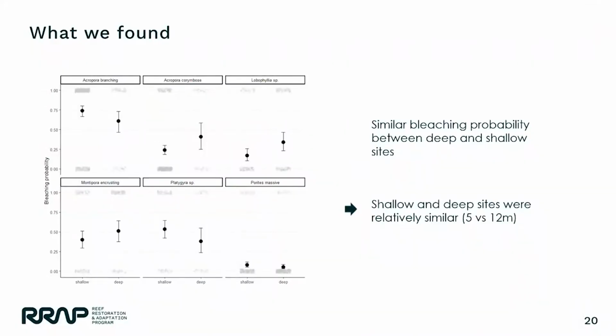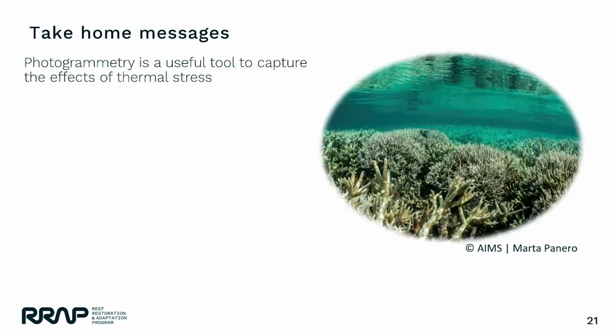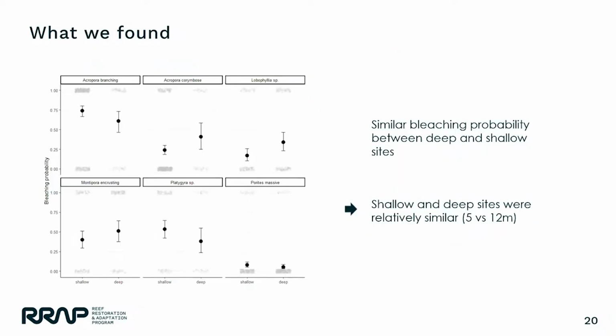In terms of depth, there were various relationships depending on the taxa, but the signal wasn't super strong. And this makes sense because we were looking at 5 to 12 meters depth, so the range wasn't as big as in some of the other studies.